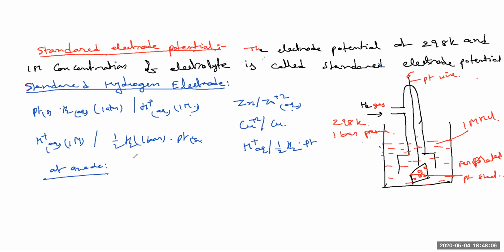So at the anode, how is it oxidized? H2 gas gives rise to 2H plus aqueous plus 2 electrons. This is if SHE acts as anode.